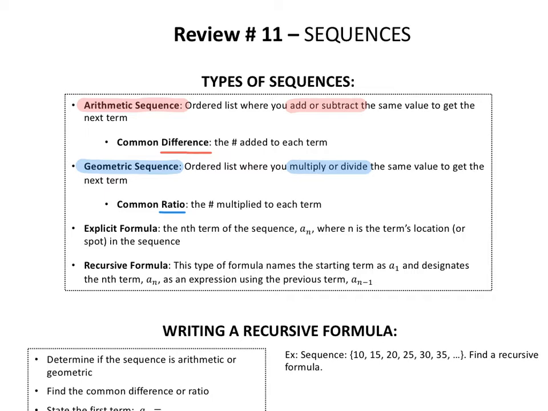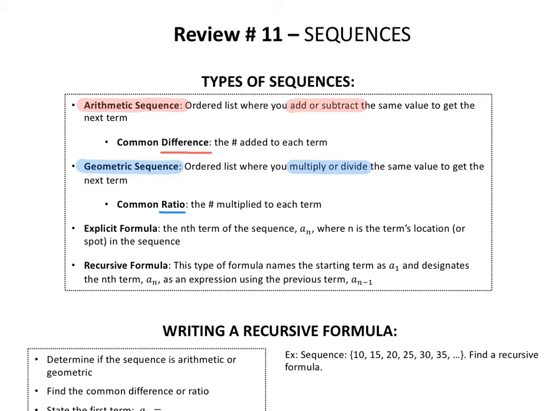So to determine what kind of sequence you have, whether it's arithmetic or geometric, you need to look at the pattern between all the numbers in your list and figure out if you have to add or multiply to get to the next number and find that common ratio or difference.